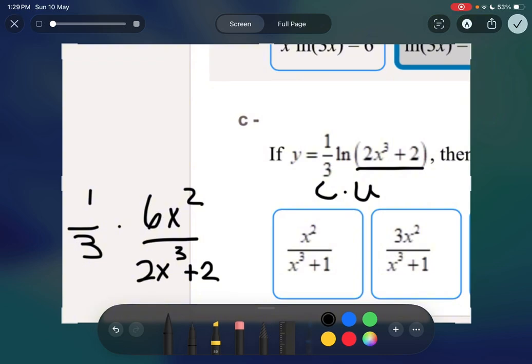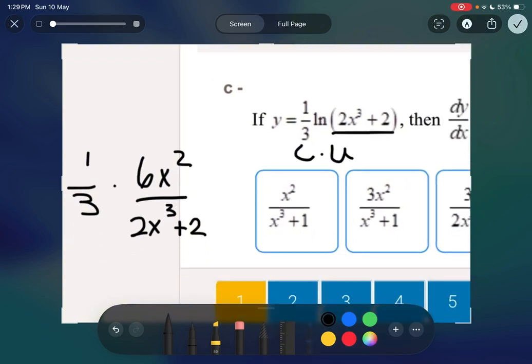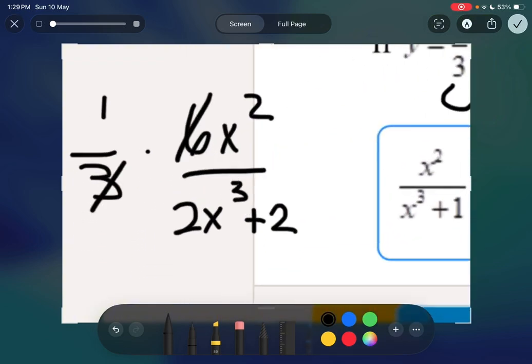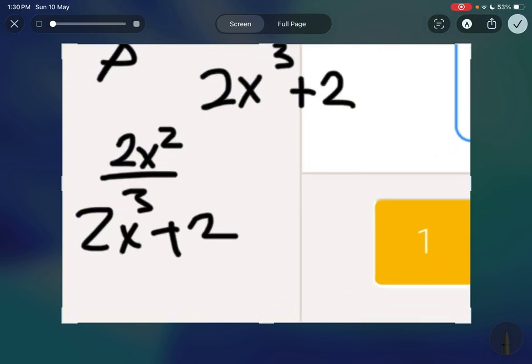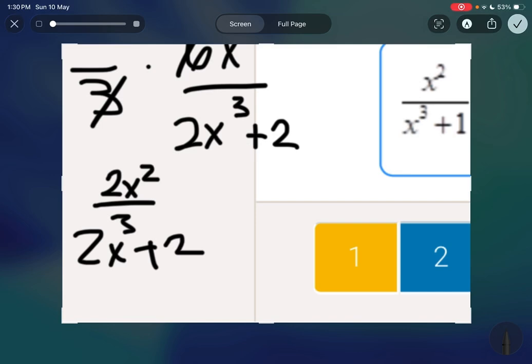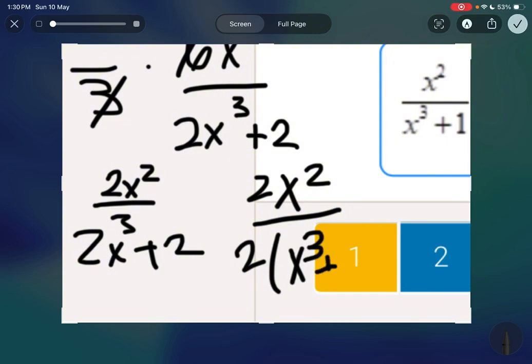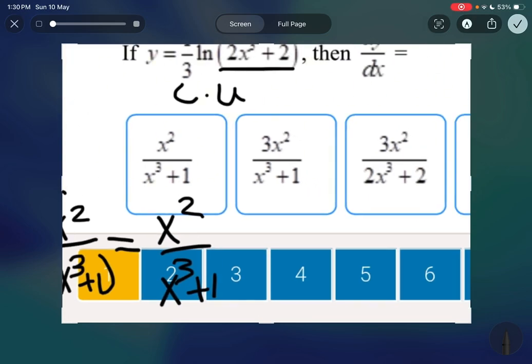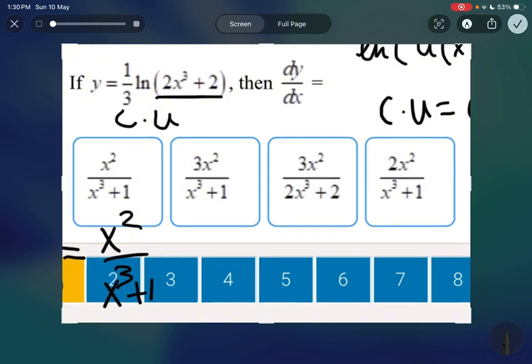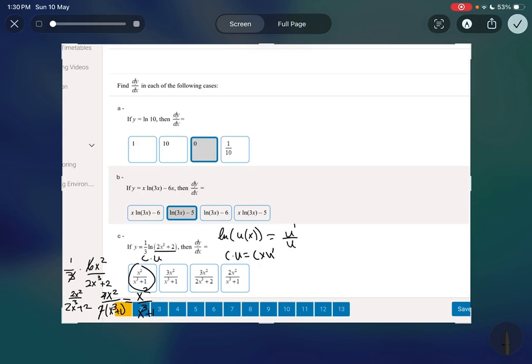Okay, so here what you can do is simplify this and this, so it will become 2x squared over 2x^3 plus 2. Here they want it in simplest form. For the denominator, you can take 2 as a common factor, so it will be 2x squared over 2 times x^3 plus 1. You can cancel both those, so your final answer is x squared over x^3 plus 1. This is your final answer, okay?